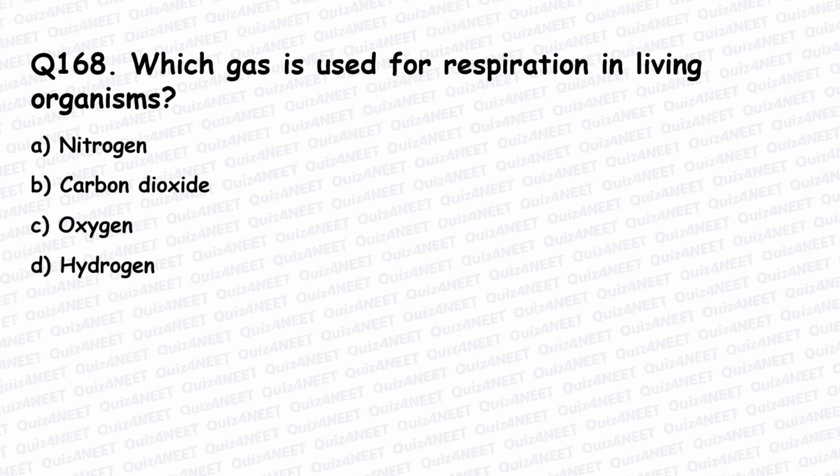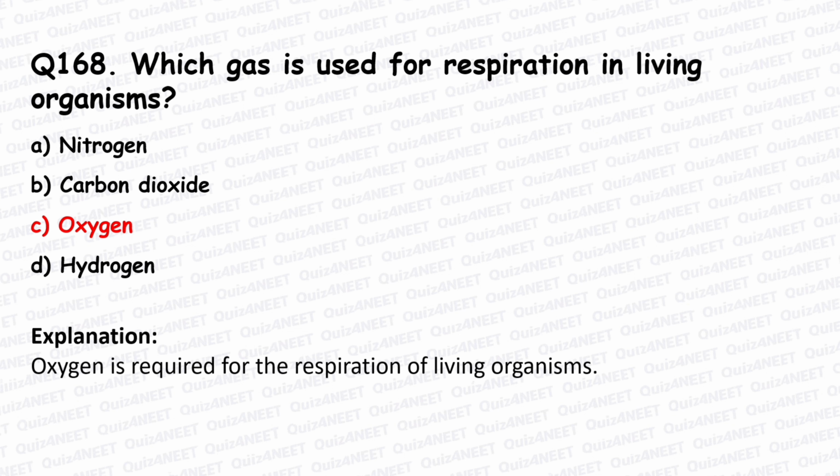Q168. Which gas is used for respiration in living organisms? A. Nitrogen, B. Carbon dioxide, C. Oxygen, D. Hydrogen. Answer: C. Oxygen. Explanation: oxygen is required for the respiration of living organisms.